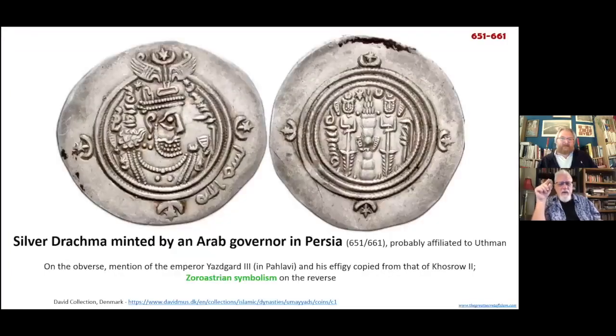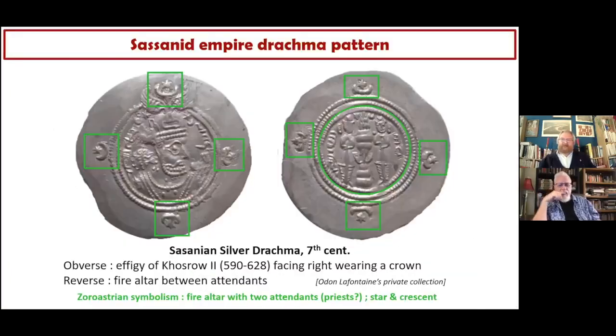Let me just look at this one. Go back to that again, just so people don't get confused. This has been brought up before, where he is emphasizing the crescent and the star. This is not a Muslim symbol. I've had Muslims write me to say that it's proof that this is a Muslim coin. That is a Sassanid political symbol.